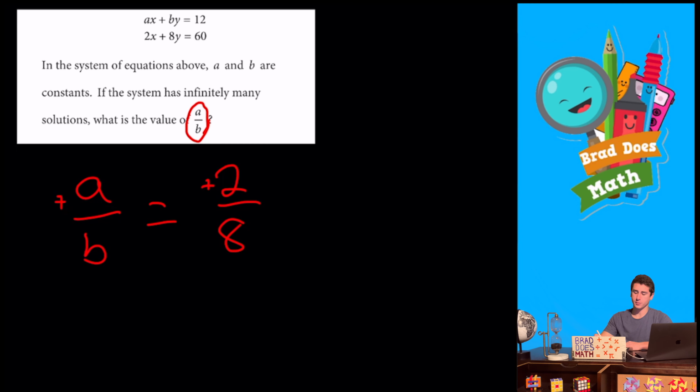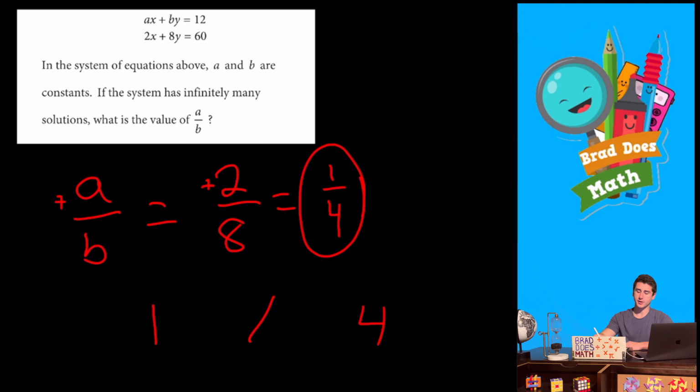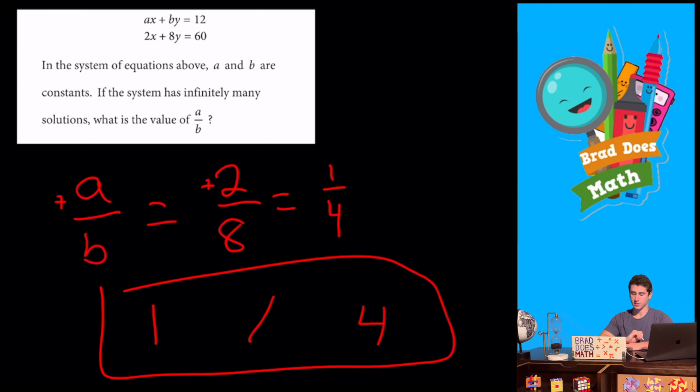And look what I'm looking for here. I'm looking for a over b. A over b is just 2 over 8, which is 1 over 4. So when we go to grid in our answer, you can just grid in 1/4 to grid in a fraction. So that's our answer, 1/4.